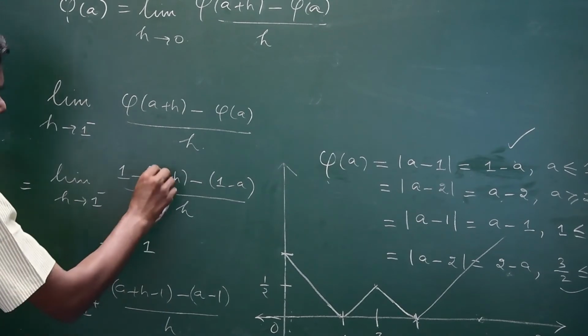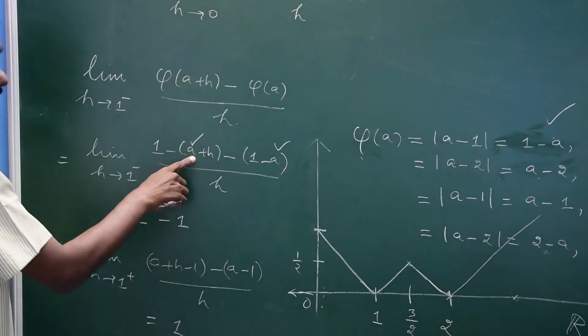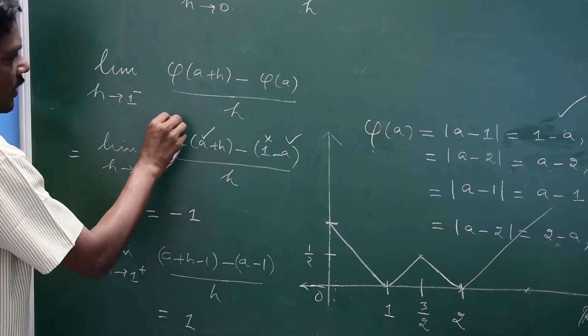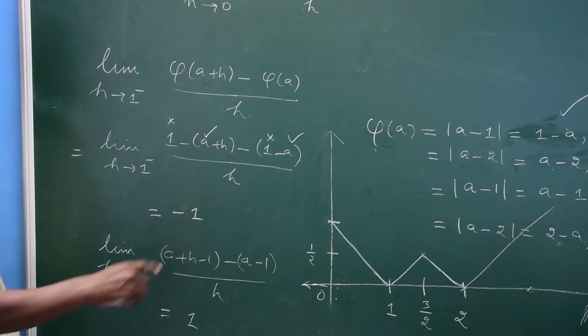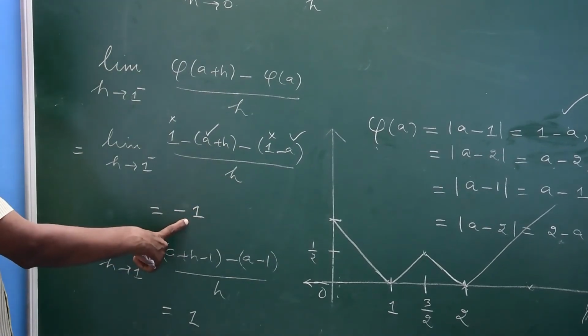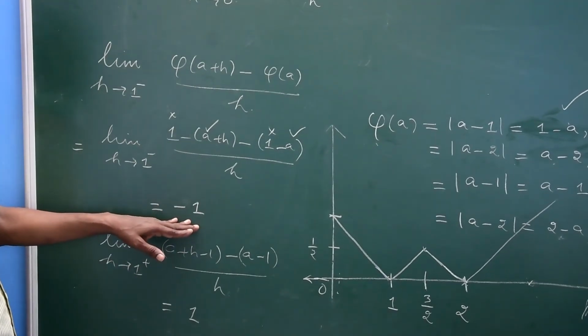Now you apply. Now this minus a and this plus a will get cancelled. This is minus h, this is minus 1 and this is plus 1. They will cancel each other. So we will be left with minus h by h, which is minus 1. So the left hand side limit is minus 1.